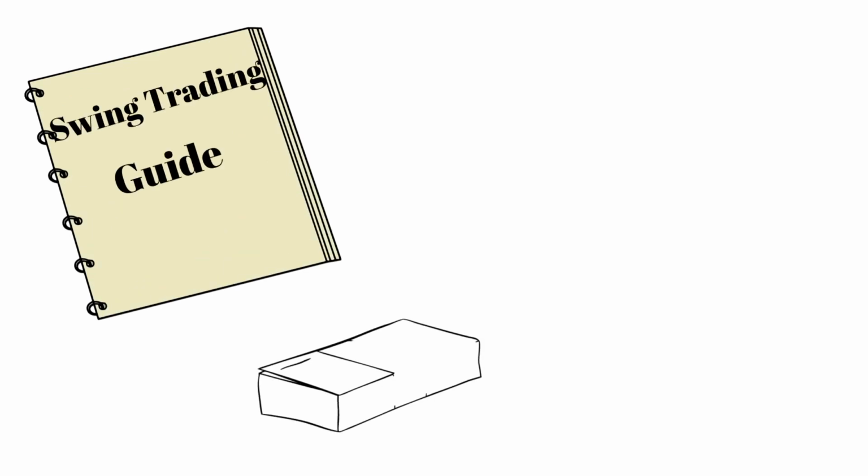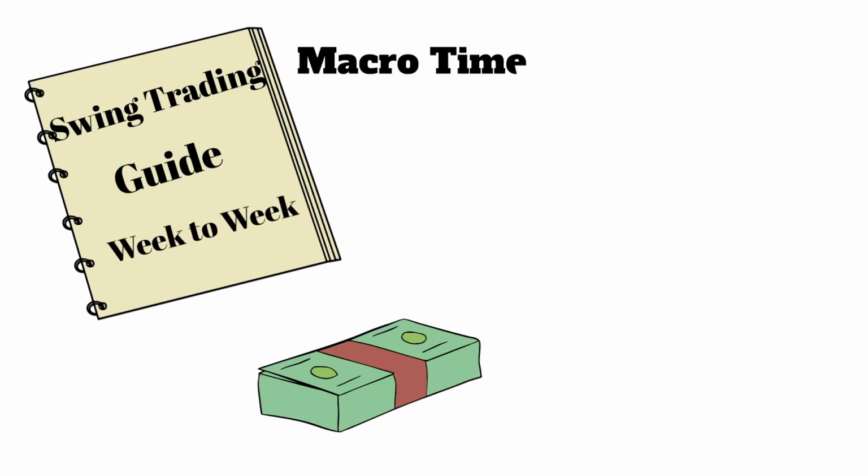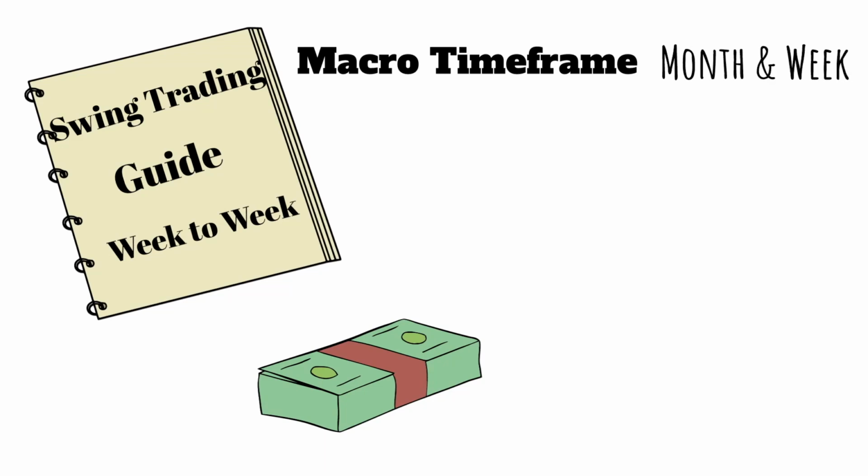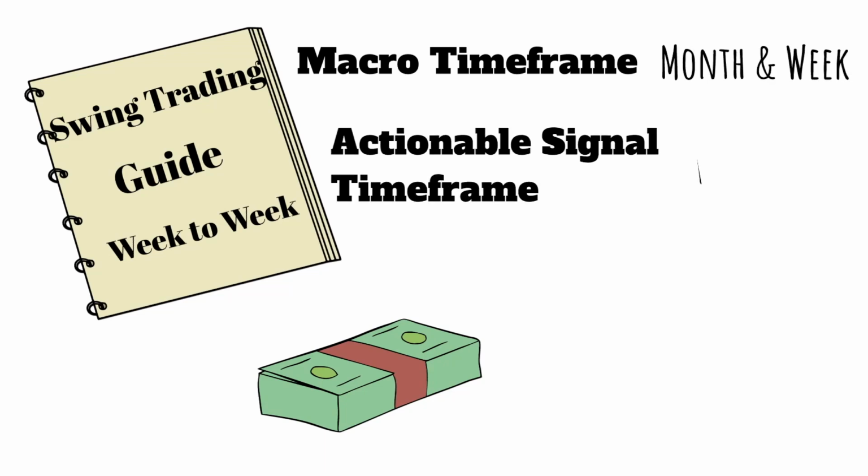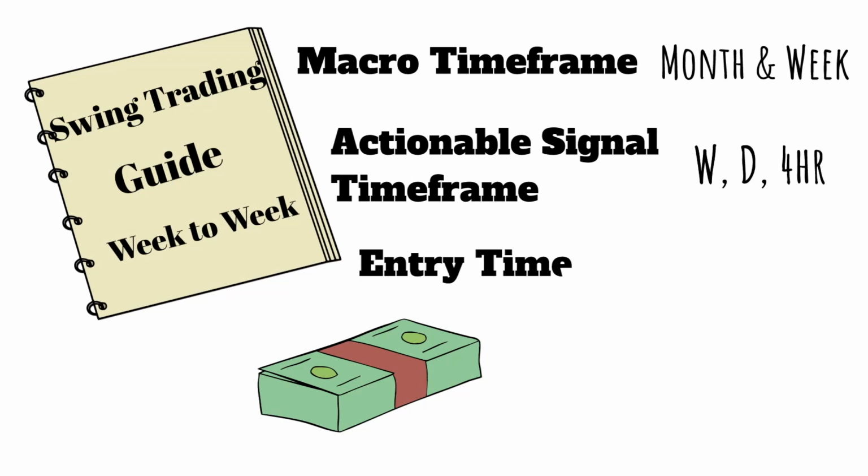Then there's your guide for swing trading, which is a strategy of buying and selling a security and holding for more than a day, which could also include several weeks or even months. Let's start with the week to week. Your macro time frame, the month and the week, your actionable signal time frames, the week, day, and 4 hour, and your entry time frames, the 4 hour or the day.